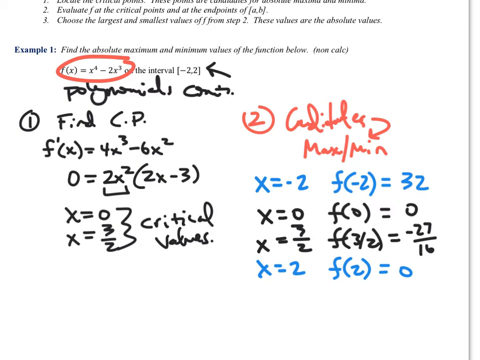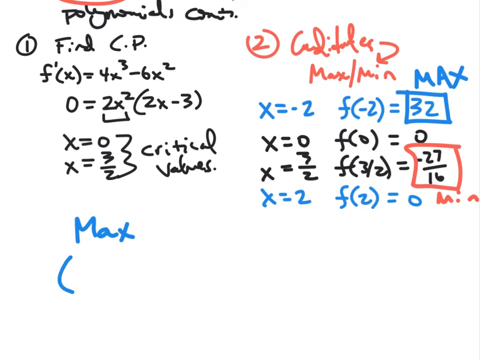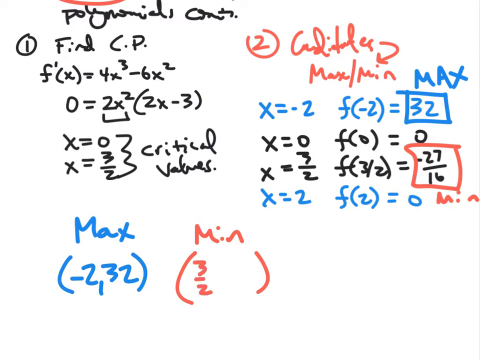And it looks like I get a maximum value here, and I get a minimum value here. So let's finish it off here. We could say that the absolute max on this interval would be at the point negative 2, 32. And the absolute min on this interval would be at the point 3/2, negative 27/16.